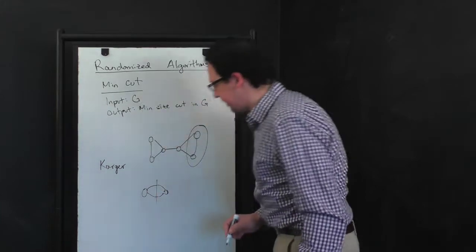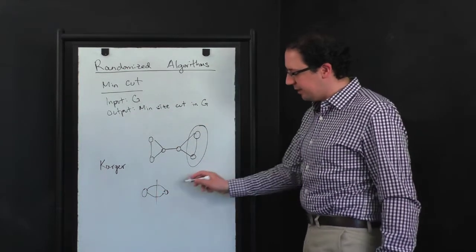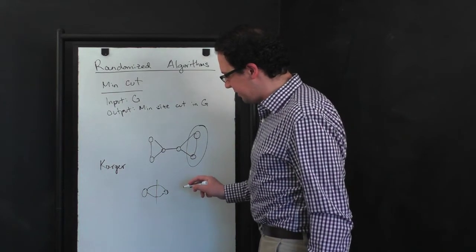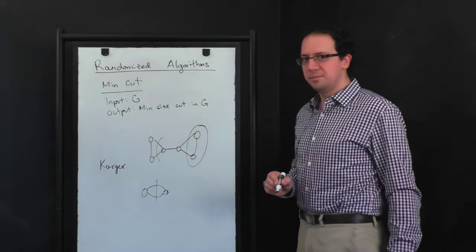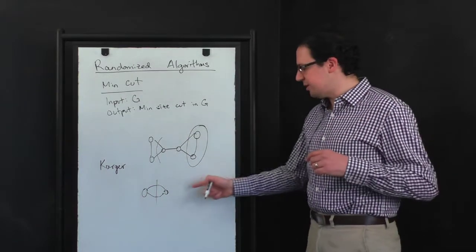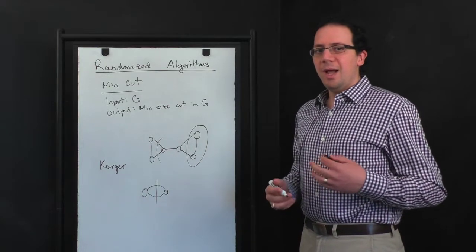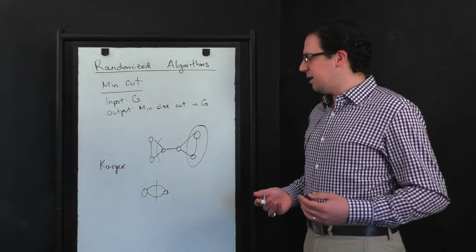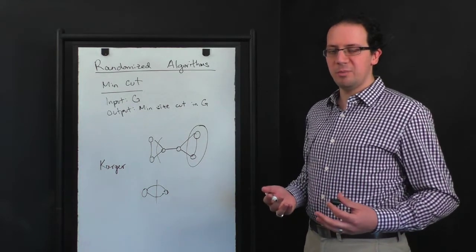And now I'm cutting these two edges. And I think, if I kept track of this in my head correctly, that those two edges correspond to cutting these two edges here. Right? So in this case, I made some random choices where I didn't actually get the minimum. And what we would like is a guarantee of, well, what's the probability that you actually do get the minimum?